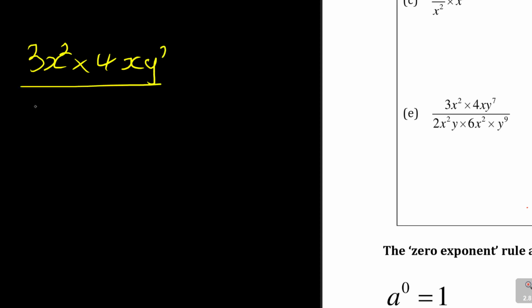Alright, so with that, let's simplify the last one, which is what? The last one, because of my time, just bear with me. 3x squared times 4xy to the power z over 2x squared y times 6x squared times y to the power of 9.